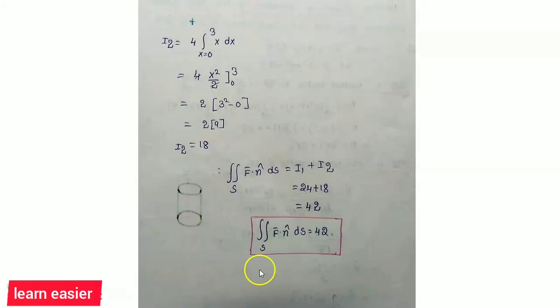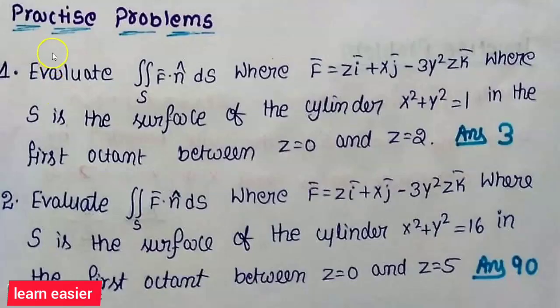So finally we got the surface integral f bar dot n cap ds equal to 42. Here are the practice problems. Test yourself by practicing these problems, and these problems are also the same as the problem we have done just now. So let's see the first problem.